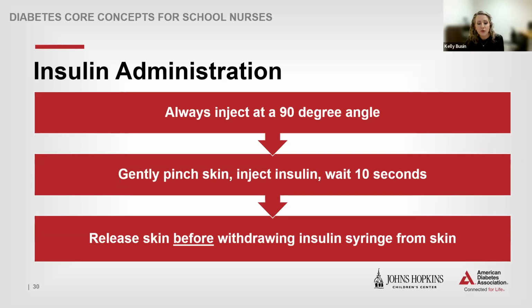And then, in my opinion, the most important part of this entire process is that you release the skin that you had been pinching before you withdraw the needle. The reason for this is that when you continue to pinch the skin as you pull the needle out, it creates pressure underneath the skin. Then there's a higher likelihood that some of the insulin might seep back out of the skin and the student won't get their full insulin dose. Even small amounts of leakage can make a big difference in the insulin dose that's received, and this can be detrimental for all students, but especially for younger children who receive small amounts of insulin to begin with.